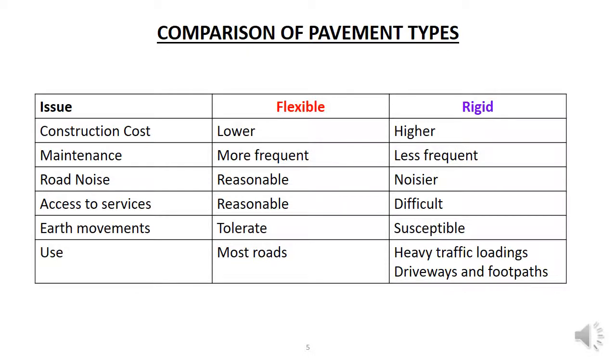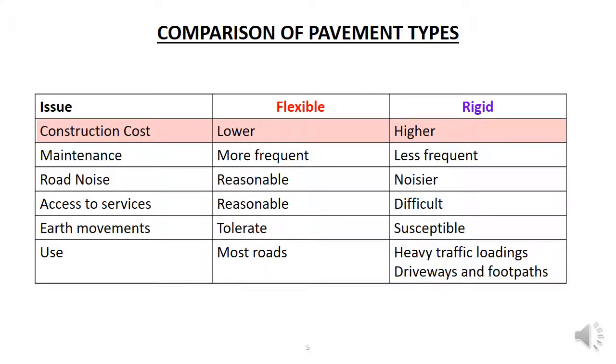There are a number of differences between flexible and rigid pavements as summarised in this table. These differences can influence the quality of the pavement type in a particular use, that is, how well it meets the requirements of that particular situation. For example, in this slide we will see that rigid pavements may provide a higher quality solution for heavy vehicle loadings, while flexible pavements are better for most other roads, mainly by virtue of their lower cost.